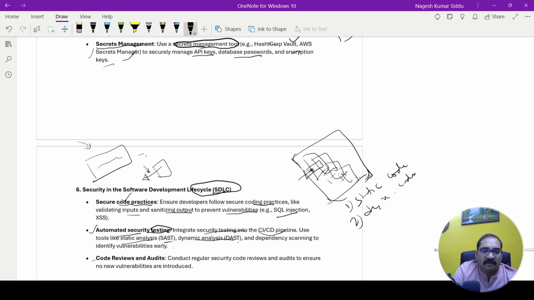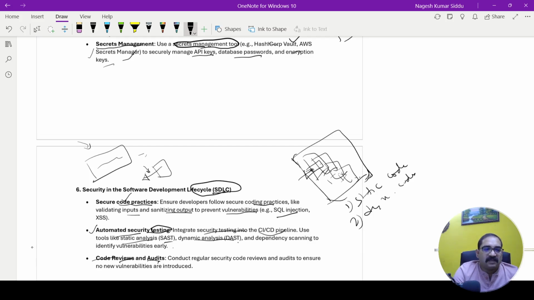Then we need to do proper code reviews and then auditing the code. Auditing the code means who has accessed the code, who has modified the code, and what kind of audit controls we have for modifying and updating the code or adding the code. So code review should be done with security in mind.